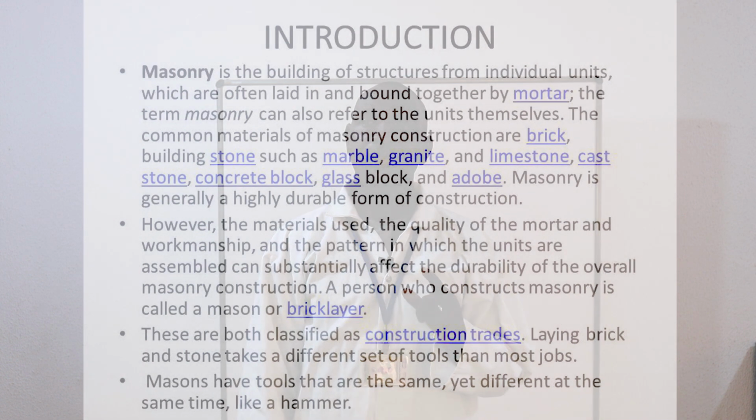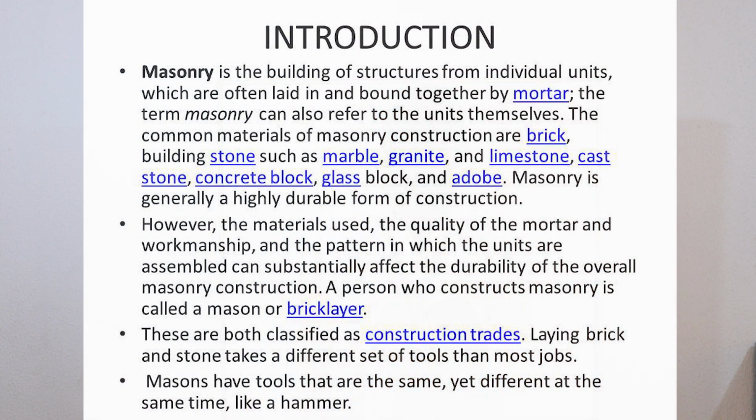As an introduction, masonry is the building of structures from individual units, which are often laid in and bound together by mortar. That is, the binding material there is the mortar. The term masonry can also refer to the units themselves. The common materials of masonry construction are brick, building stone such as marble, granite, and limestone, cast stone, concrete block, glass block, and adobe. Masonry is generally a highly durable form of construction.